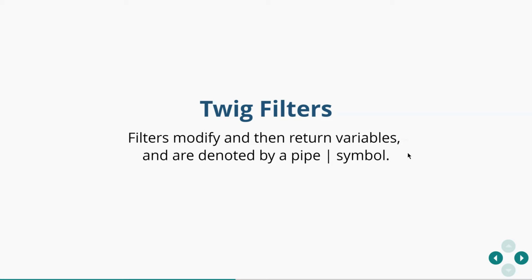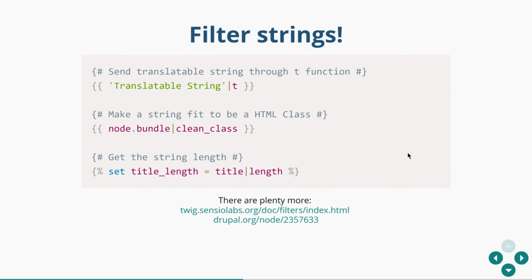Twig filters. Twig filters take a variable or something, transform it in some way and send it back. So you can filter strings. Here's an example of sending a translatable string to the T function in Drupal. You just have the thing that you want to apply the filter to, a pipe symbol, and then the name of the filter. And here's clean class, same thing. node.bundle would be the content type in Drupal 7 parlance, and your pipe, clean class, so it's going to return it with stuff that's allowed inside of an HTML class.